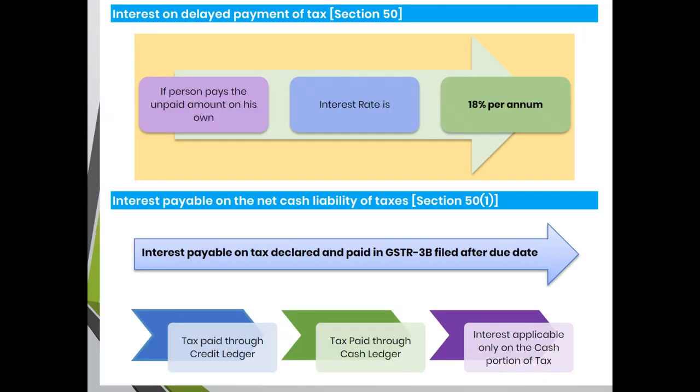Interest on delayed payment, I was mentioning in 3B. If there is a delay this month, next month it would appear in 3B. The rate of interest would be 18%.